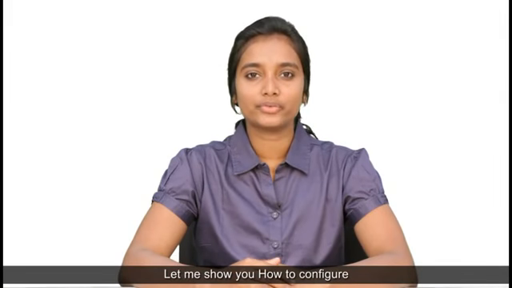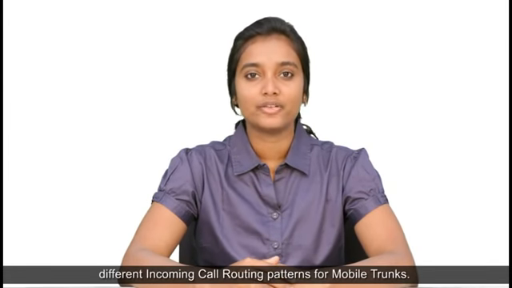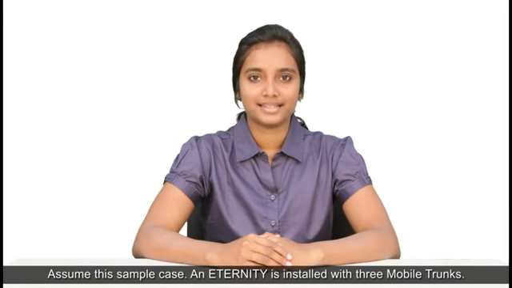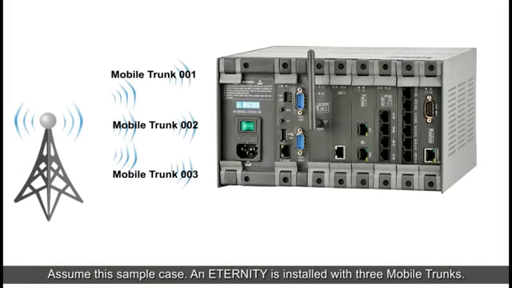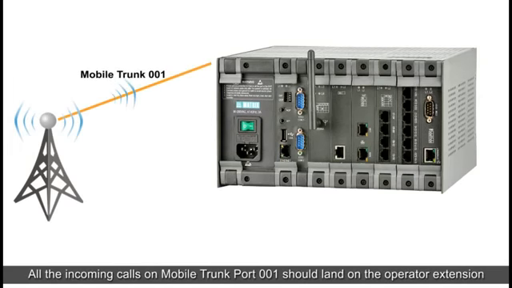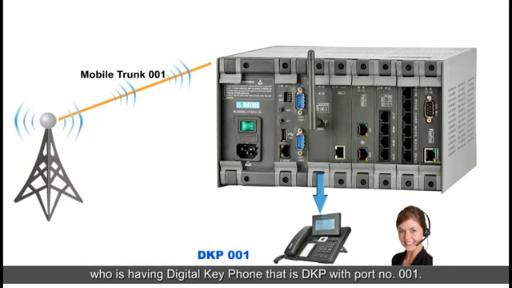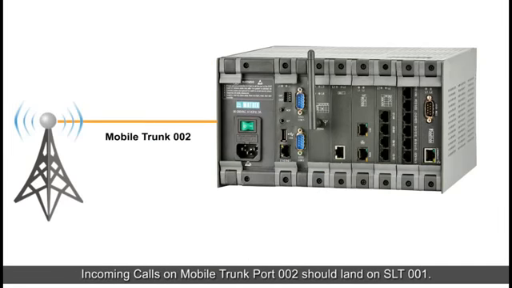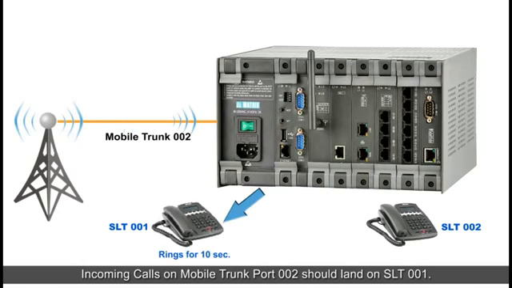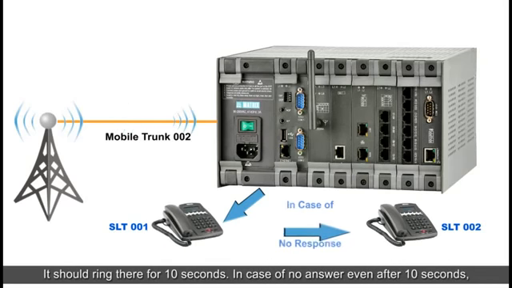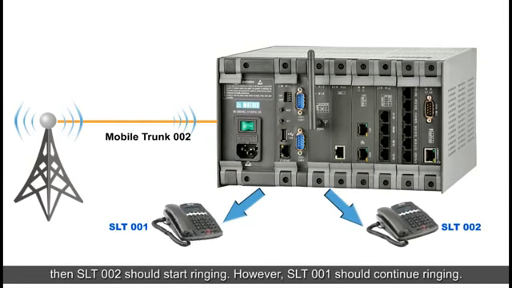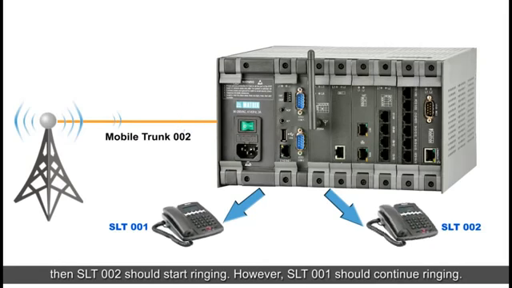Let me show you how to configure different incoming call routing patterns for mobile trunks. Assume this sample case. An Eternity is installed with 3 mobile trunks. All the incoming calls on mobile trunk port 001 should land on the operator extension who is having digital key phone, that is DKP, with port number 001. Incoming calls on mobile trunk port 002 should land on SLT 001. It should ring there for 10 seconds. In case of no answer even after 10 seconds, then SLT 002 should start ringing. However, SLT 001 should continue ringing.